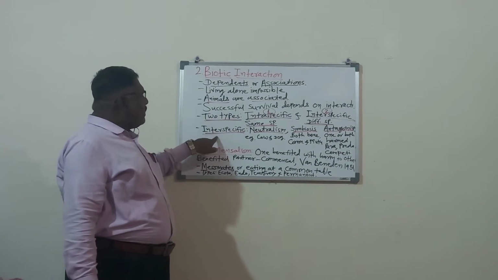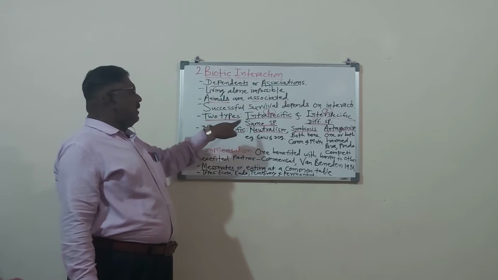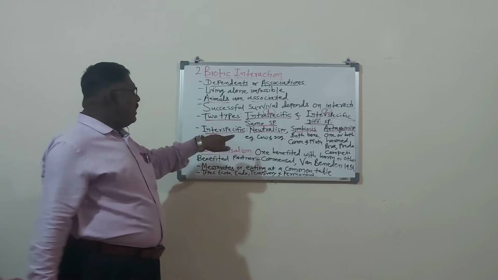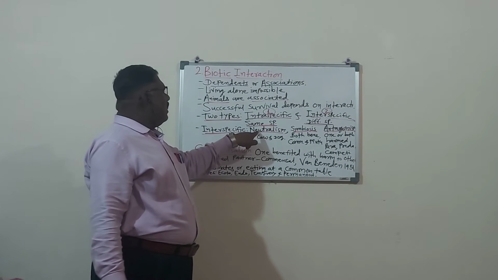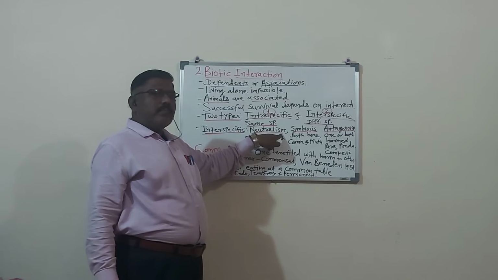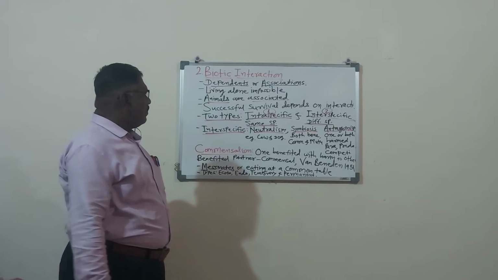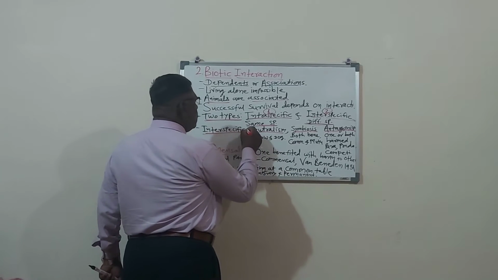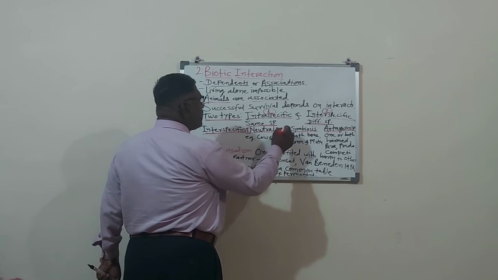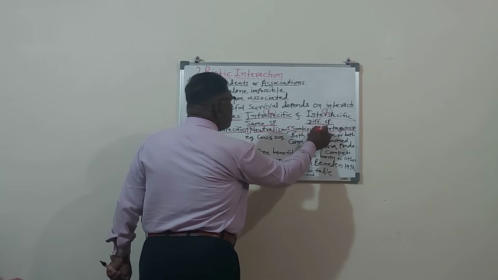So the interspecific type of biotic interaction is further classified into three types: one is neutralism, second is symbiosis, third is antagonism. Remember, don't forget, this is the first, this is the second, this is the third.